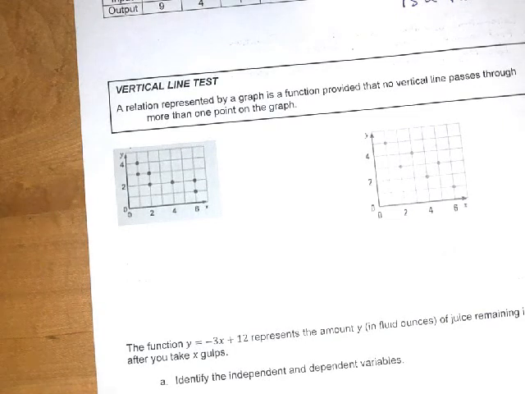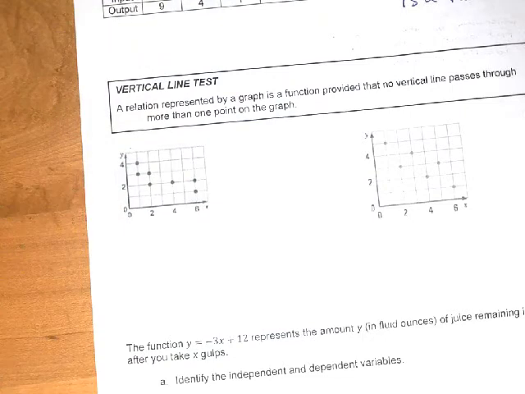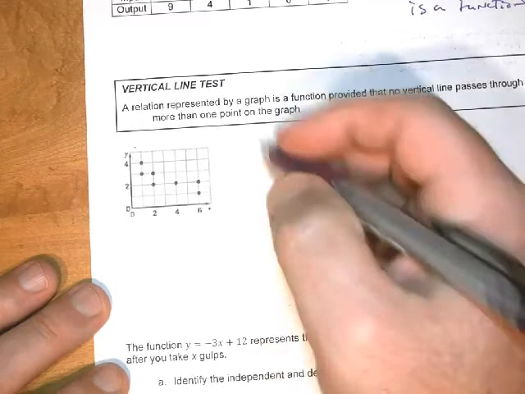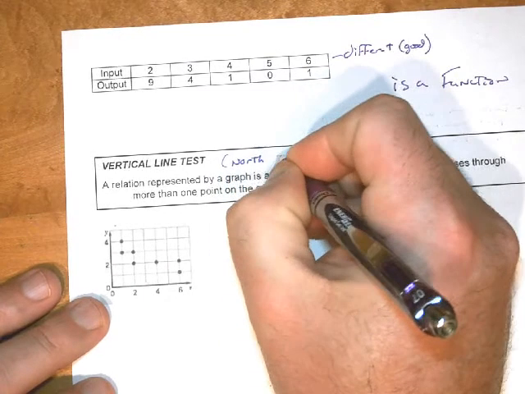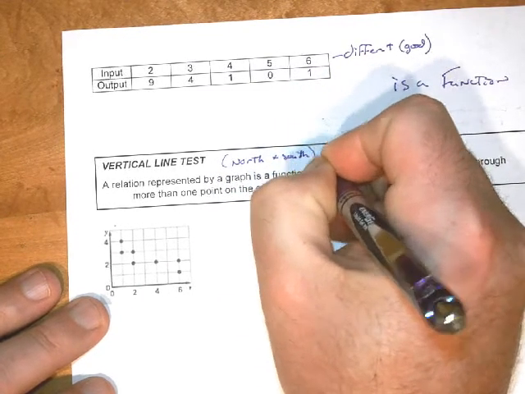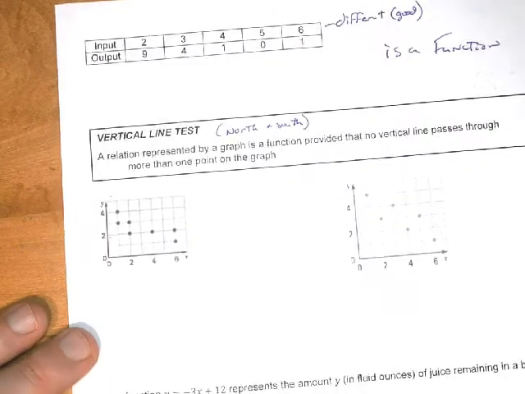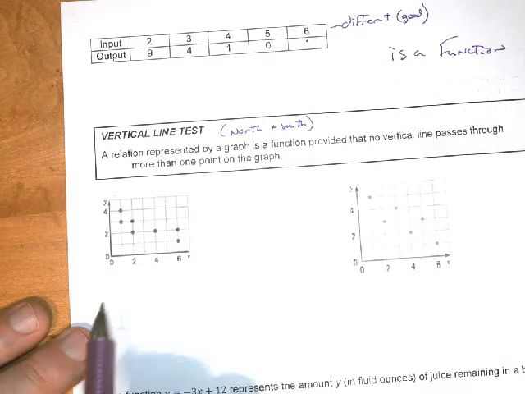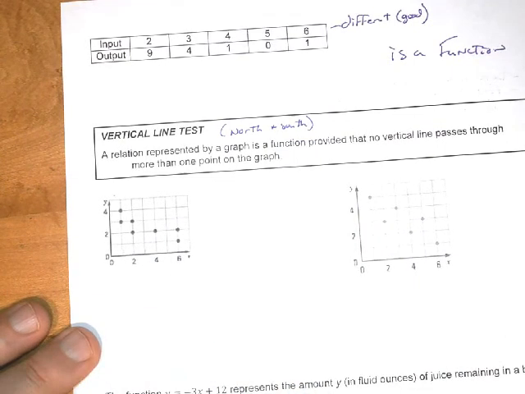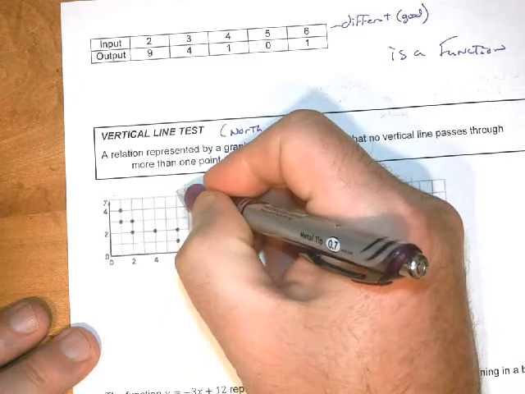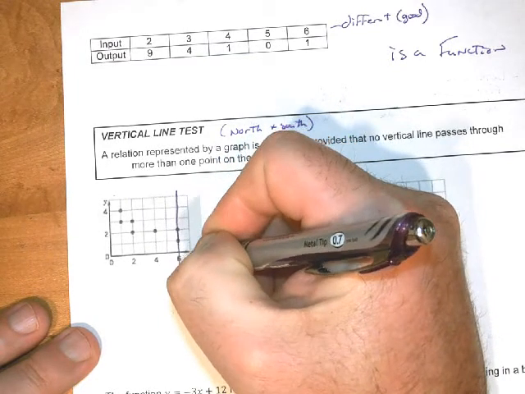Vertical line test here. The relation represented by a graph is a function provided no vertical line passes through more than one point on the graph. So here we have two graphs, and again, a vertical line goes north and south. You might want to write yourself a little note there, north and south. That's our vertical line. So when I'm doing my vertical line, no matter what x coordinate we pick, we can only go through one single point.